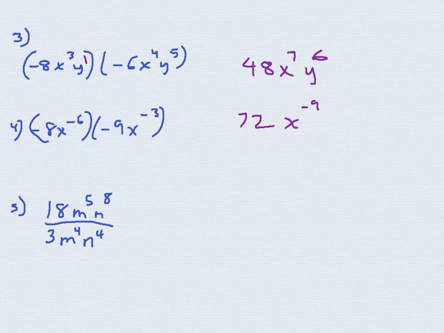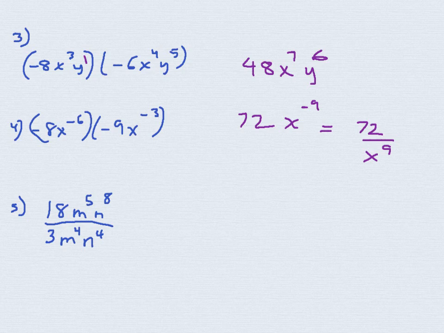Now, generally in math, we don't like to leave our answers with a negative exponent. So, as you learned in class, a negative exponent can be converted to a positive exponent by bringing it to the bottom of the fraction and changing the exponent to a positive value. So 72x to the negative 9th becomes 72 over x to the positive 9th. Negative exponents change to positives when they're on the bottom.